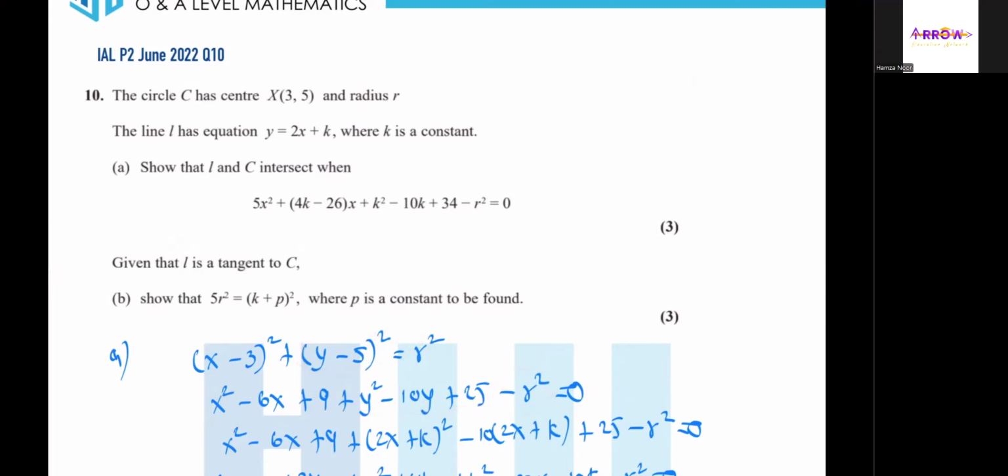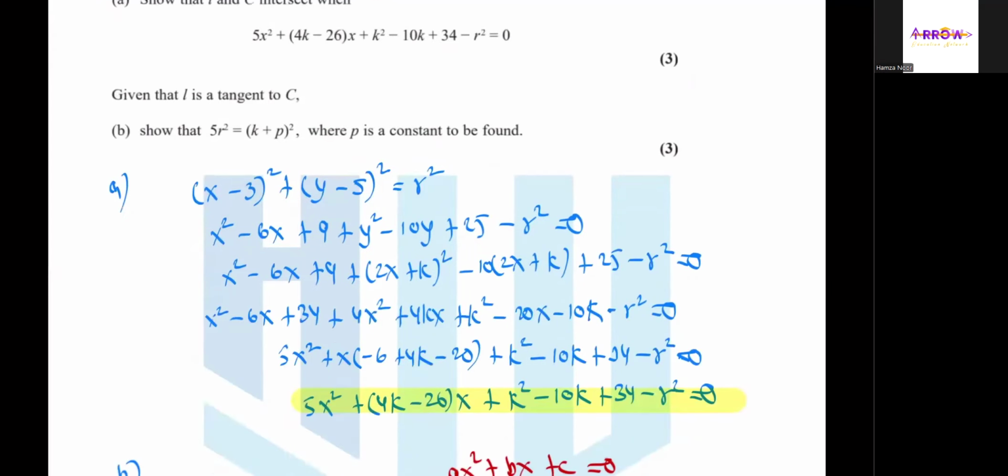And now I'm going to eliminate the variable y, and for that purpose, in place of y, I'm going to substitute 2x + k. I'm going to substitute the equation of the line into the equation of the circle so that we are able to produce a quadratic equation in this form. So x² - 6x + 9, and then in place of y, 2x + k, and here in place of y, 2x + k, and then we do the complete expansion. This (2x + k)² is expanded, so 4x² + 4kx + k².